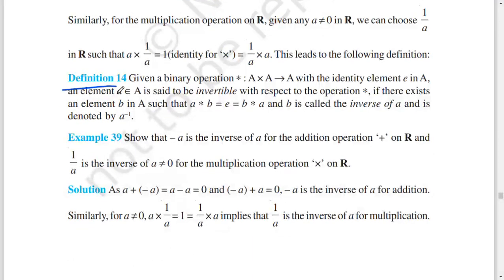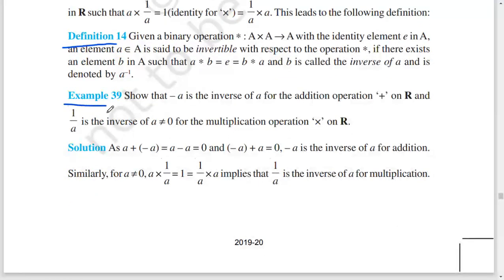Definition 14. Given a binary operation asterisk: A × A → A with the identity element e in A, an element a belonging to A is said to be invertible with respect to the operation asterisk if there exists an element b in A such that a * b = e = b * a, and b is called the inverse of a and is denoted by a inverse.